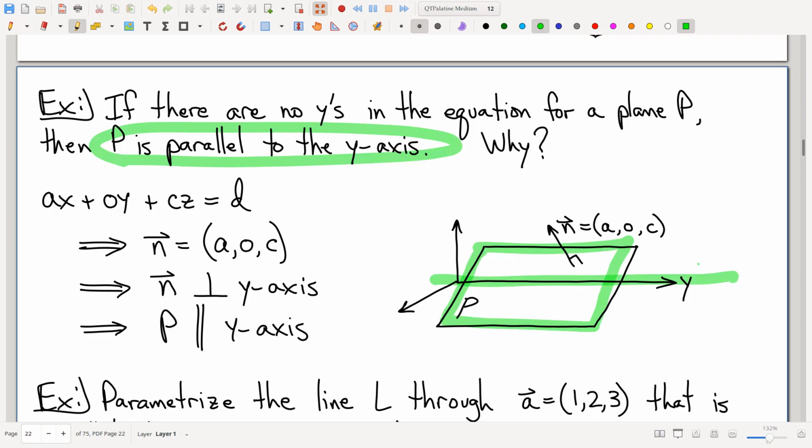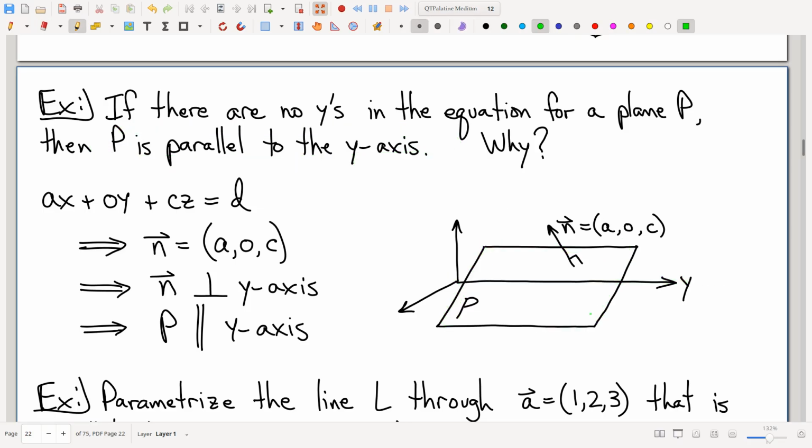That's geometrically useful information, right? So I think this is well worth having in your toolbox. Let's talk through why this works. Keep in mind, if this is the equation, as we noted a minute ago, the coefficients tell you a normal vector. So I know that the normal vector has no second coordinate.